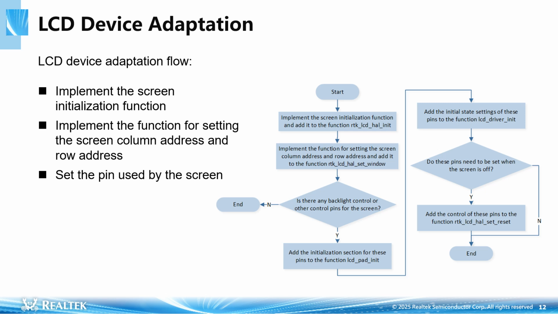If there are backlight control or other control pins on the screen, the initialization part of these pins needs to be added to the function LCD pad init, and the initial state of these pins needs to be set in the function LCD driver init. If these pins need to be set when the screen is turned off, the control of these pins needs to be added to the function RTK LCD HAL set reset. There is control logic for the screen reset pin in the function LCD driver init, and you can modify the timing of the reset pin according to the requirements of the screen used.